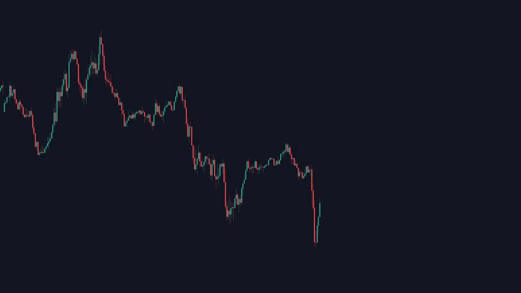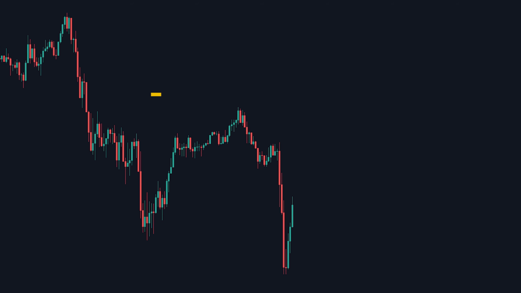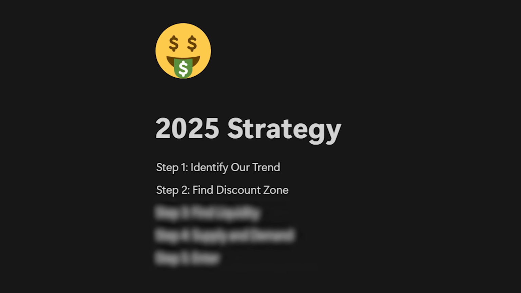Now that we know we're in a downtrend, we're gonna zoom in on our chart. If we analyze this most recent price movement, we can see price recently broke this low and is starting to correct a bit. Which brings us to our next step, finding a discount zone.